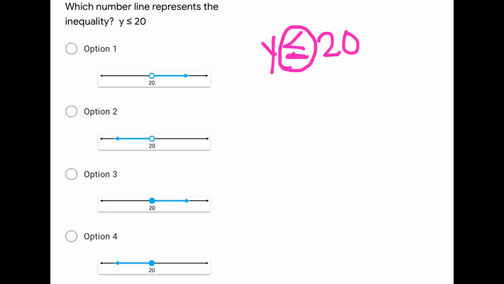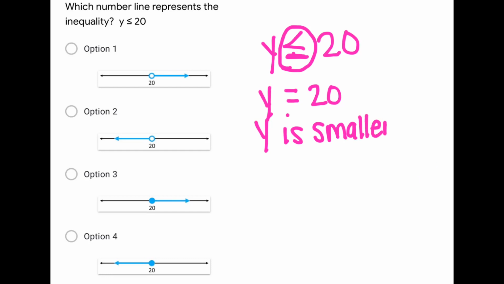The next thing that you need to know is y is less than or equal to. That means y can equal 20 and y is also smaller than 20. So which way would our line go if y is smaller than 20?